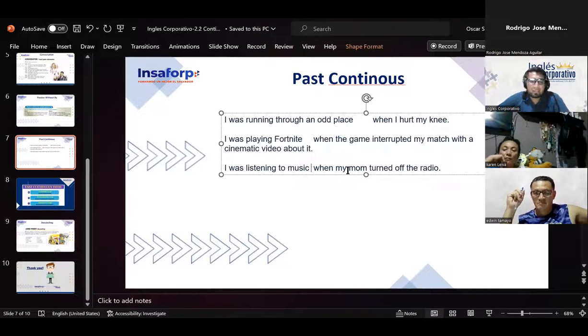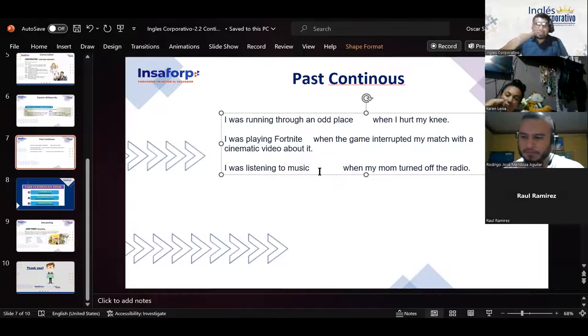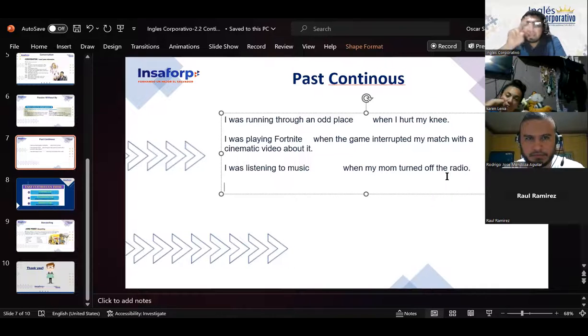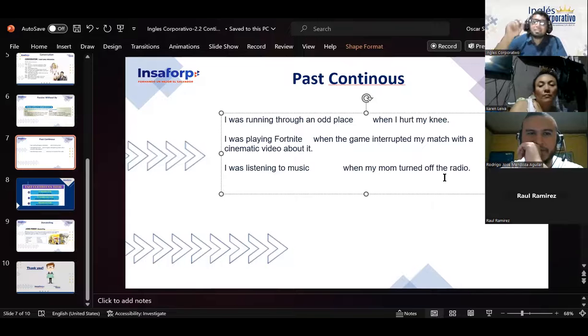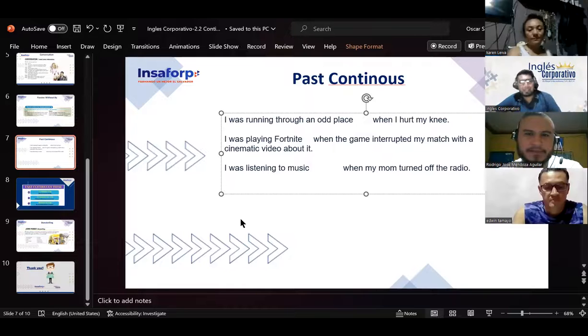Muy bien. It's something you were doing, you were trying to enjoy your music maybe. But then, all of a sudden, without you expecting it, your mom simply decided, okay, it's too loud, I'm going to just plug it off, I don't want to hear any more noises. So that's the way in which we are supposed to use the past continuous versus the simple past. It's something that interrupts or causes a disruption, something that goes against your desires at that time.